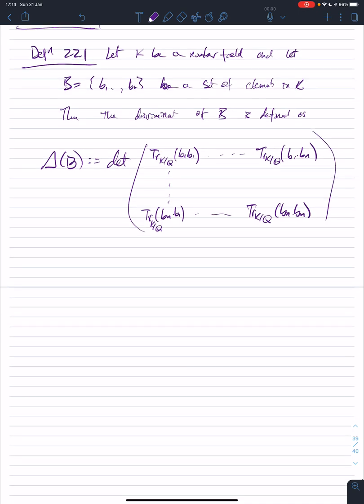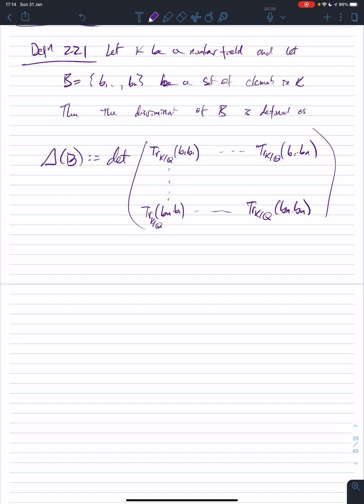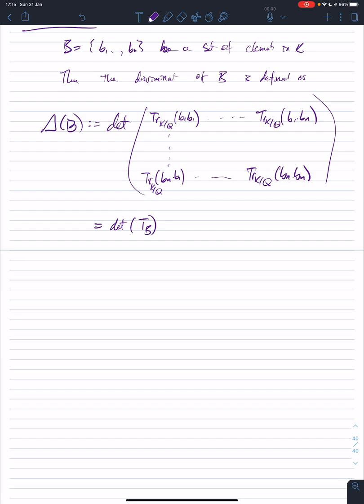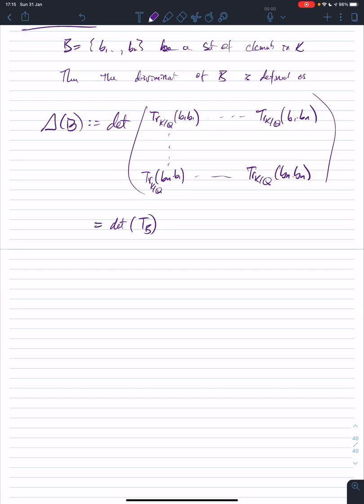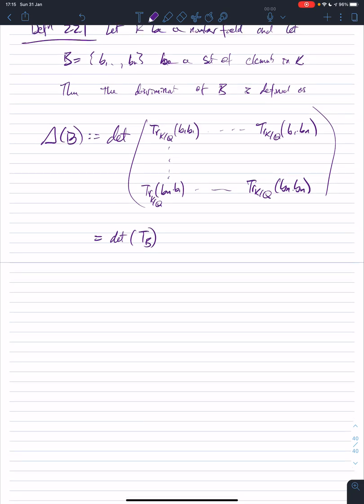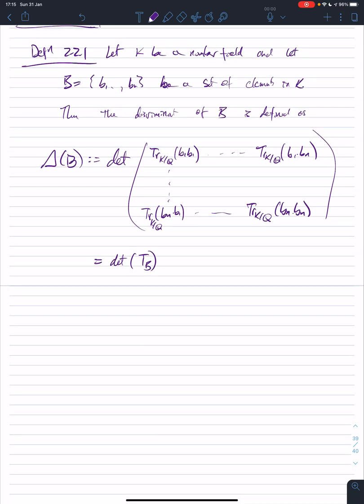If I need this, I might just give the matrix a notation. I'm going to say this is the determinant of TB, where TB is the matrix that I've just defined, the traces of the products of elements in B. This is just for notation. So this is the discriminant of B, a specific chosen basis. Later on this B is going to be a basis. At the moment it's any set of elements, but later on it's going to be a basis.